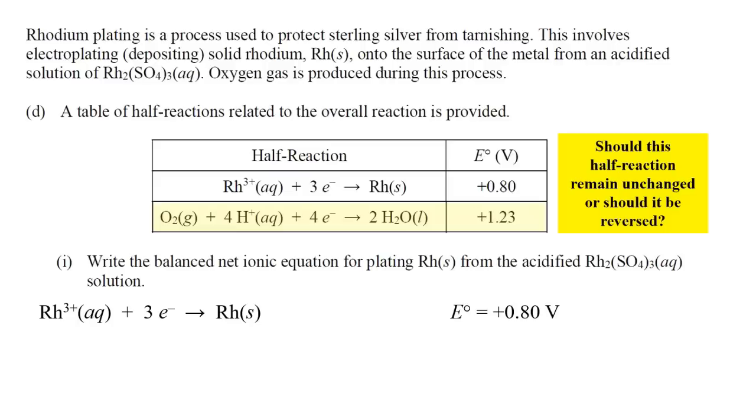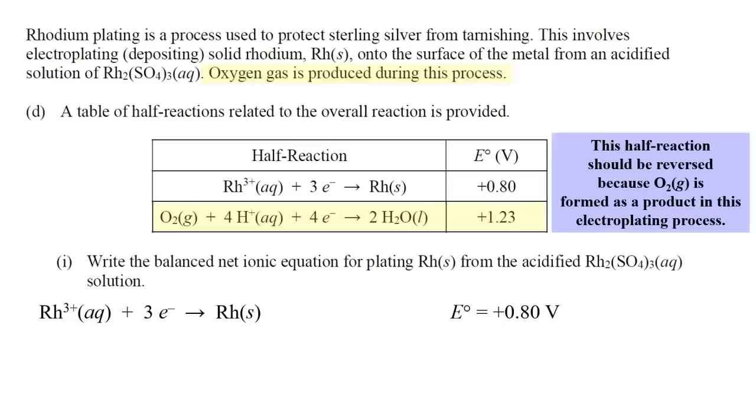Again, look at the details of the experiment. In that last sentence, it says, oxygen gas is produced during this process. So right now, in the equation in the table, O2, or oxygen gas, appears on the left, but we need oxygen gas to appear as a product. So this half reaction involving oxygen should be reversed because oxygen gas is formed as a product in this electroplating process. So what I'm going to do is simply rewrite the equation reversed.